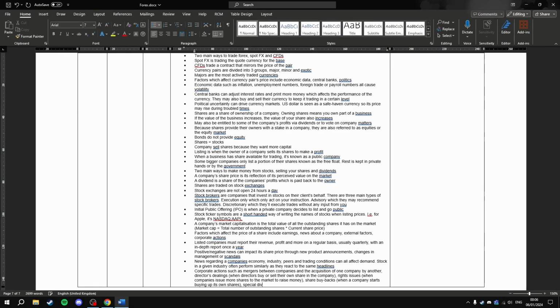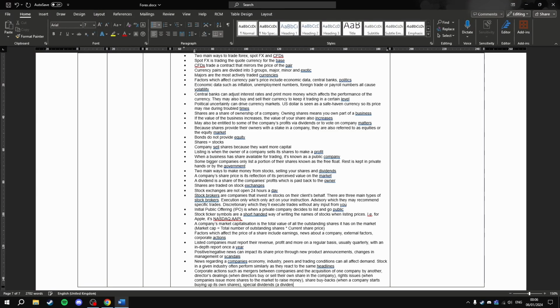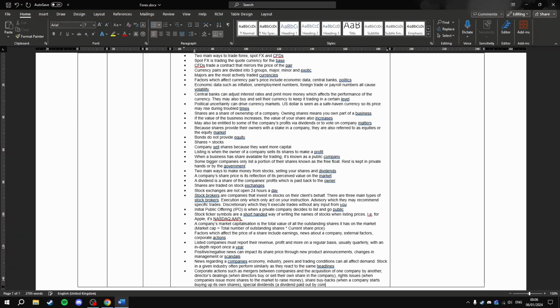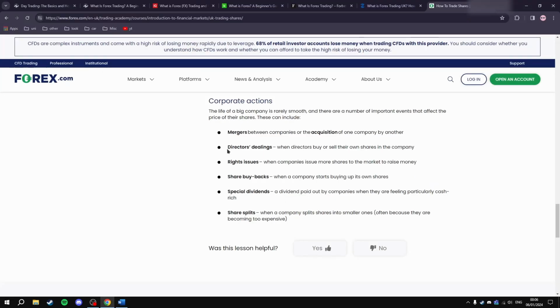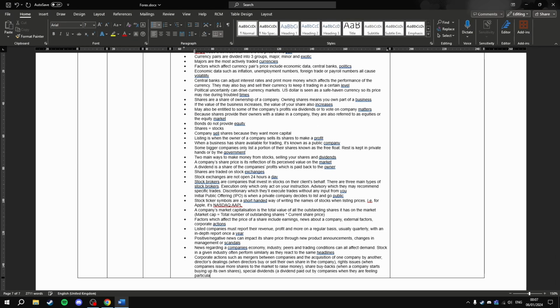Special dividends: dividends paid out by companies when they are feeling particularly cash rich.